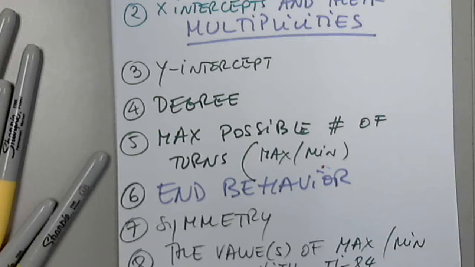So quickly, domain. X-intercepts and their multiplicities. Y-intercept, degree of the polynomial. Maximum possible number of turns. End behavior. We haven't talked about that. And we haven't talked about maximum possible number of turns either. Symmetry and the values of the max min with the graphing calculator.